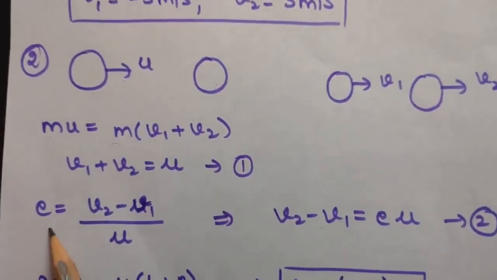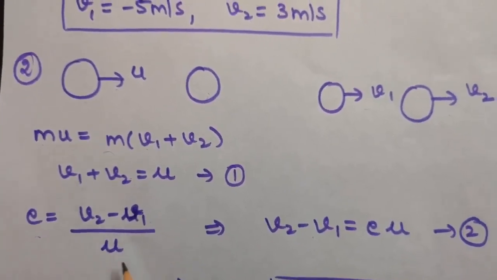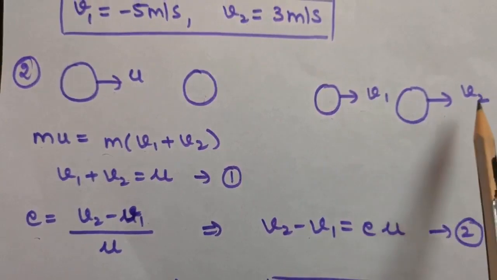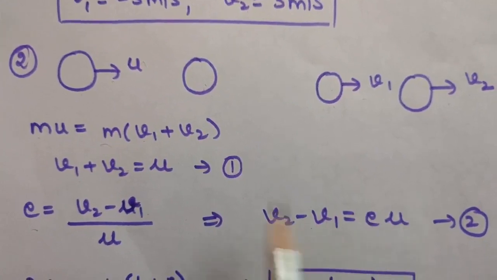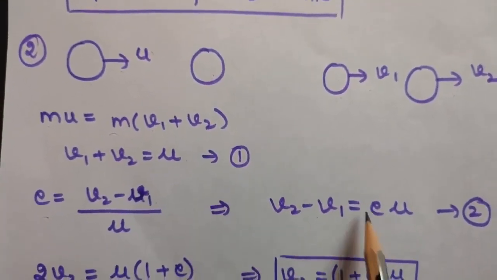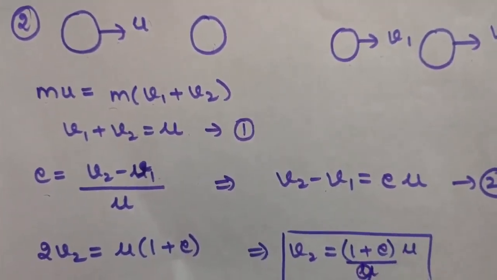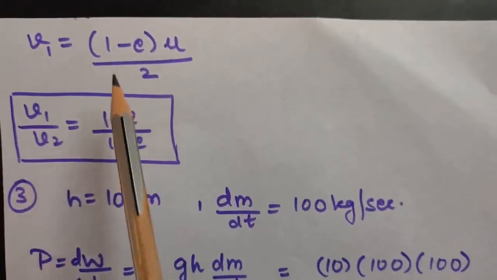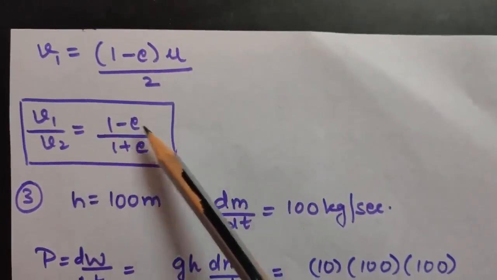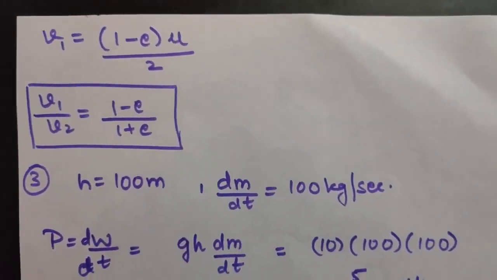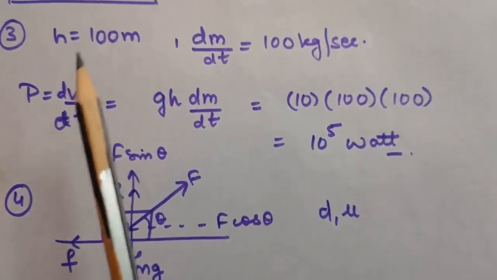Okay, so as you know, coefficient of restitution is defined as relative velocity of separation upon relative velocity of approach. So the relative velocity after collision will be v2 minus v1 and this will be eu. Now you have two equations, solve them to get v1 and v2. When you solve them, v2 will come to be (1 plus e) into u upon 2 and v1 will come to be (1 minus e) into u upon 2. So just calculate the ratio, that is v1 upon v2, that will come to be (1 minus e) upon (1 plus e).